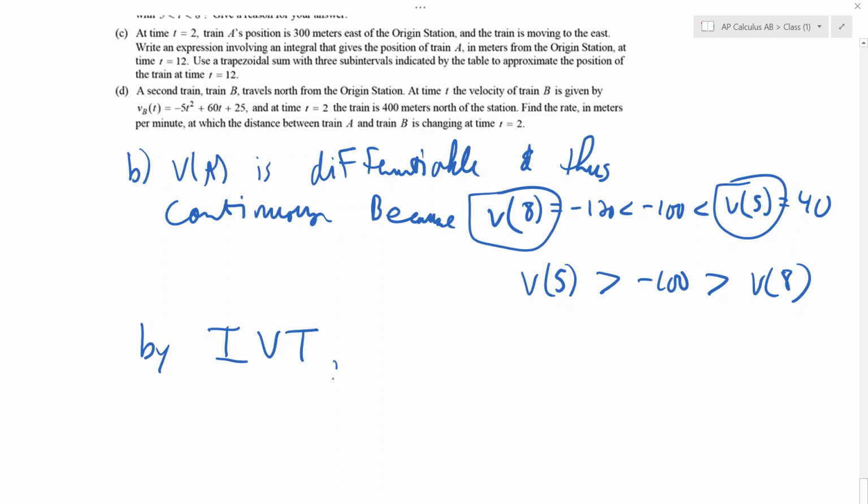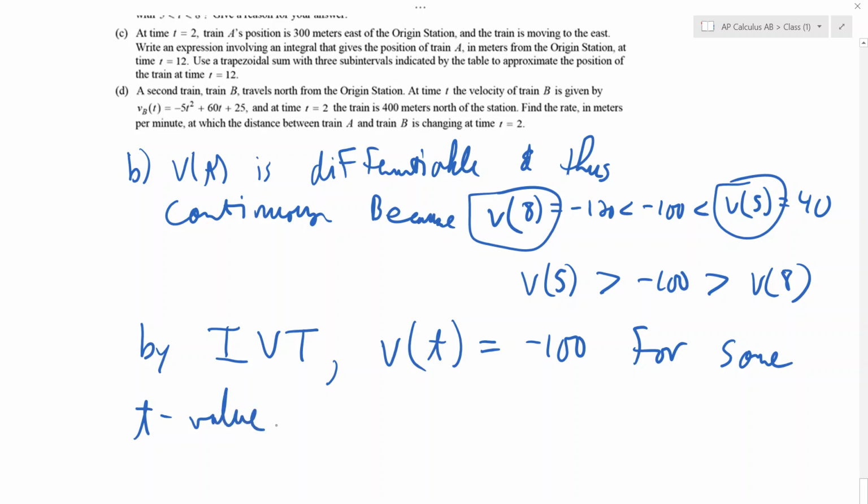So by IVT, V of t, and you can write this several different ways. You can write V of t has to equal negative 100, but it doesn't equal it the whole time. So you've got to say something like, for some t value, or at least once on the interval 5 to 8. Easy enough. You don't have to write a ton. Use those inequalities. Use the notation I'm using.